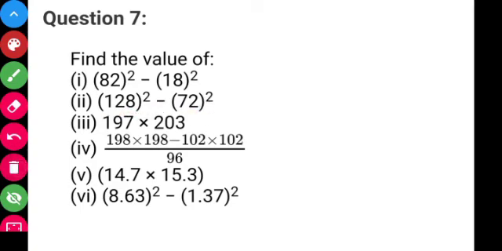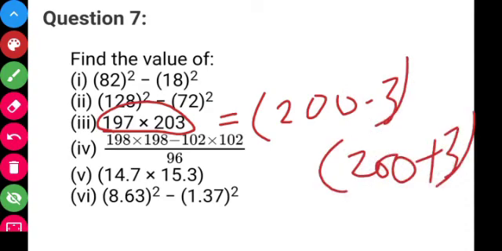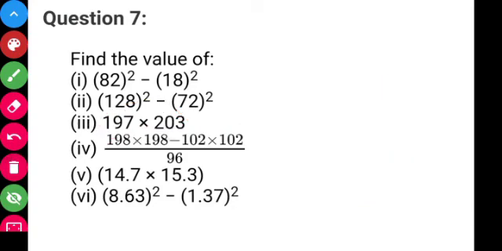Done. And 197 into 203. This can be written as 200 minus 3 into 200 plus 3. 197 can be written as 200 minus 3, and this is 200 plus 3. Now this is in the form of a plus b into a minus b. You can solve. Now this fourth part, it is 198 into 198.